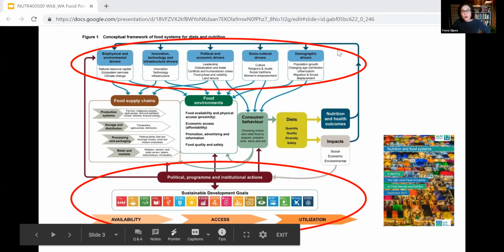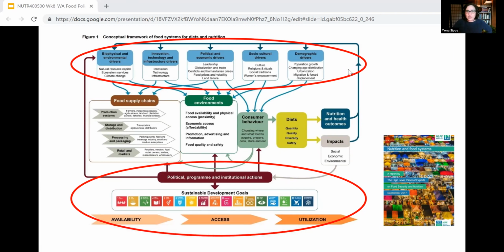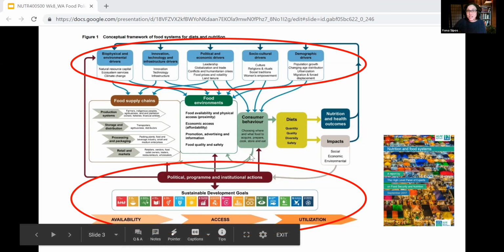And this is actually very similar to the highlighting that we did last week for the seminar, where we said we were going to focus more on some of the drivers and influences of the food supply chain and what we often consider as the food system, the food supply chain, the food environment, and ultimately the nutrition and health outcomes. But of course, we're also going to be focusing on some of the influences that we can pull from the Sustainable Development Goals, and then the political, program, and institutional actions that flow from those type of goals.